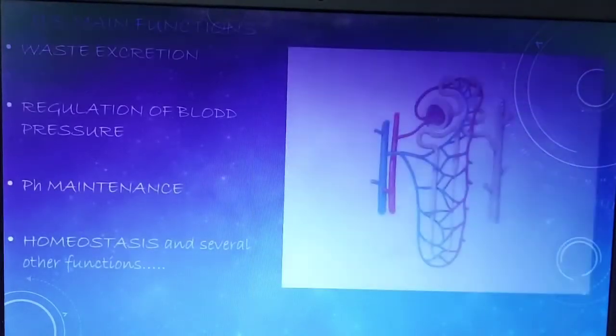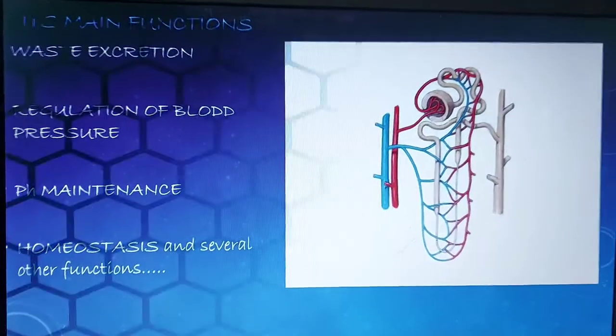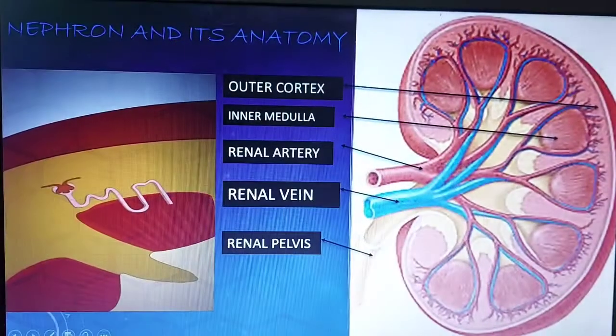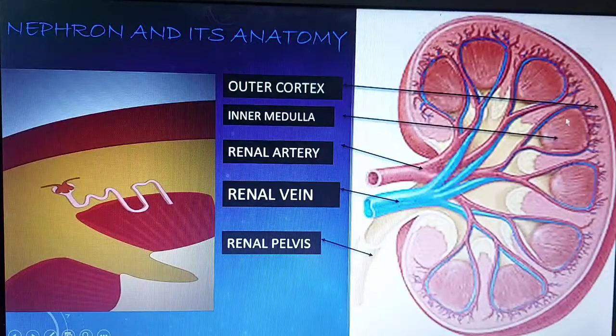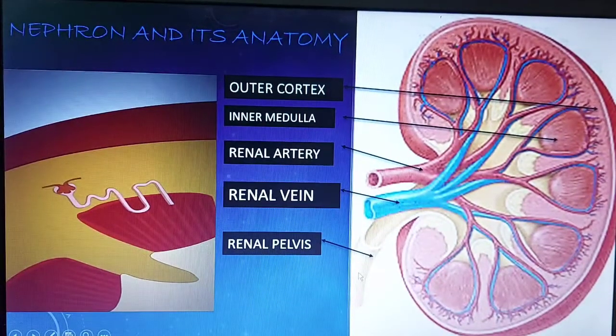Now let us see their main functions. The main functions are waste excretion, regulation of blood pressure, pH maintenance, homeostasis, and several other functions. First, let us see about the kidney's anatomy. The kidney consists of an outer cortex, an inner medulla, a renal artery, a renal vein, and a renal pelvis, which later leads to an ureter.